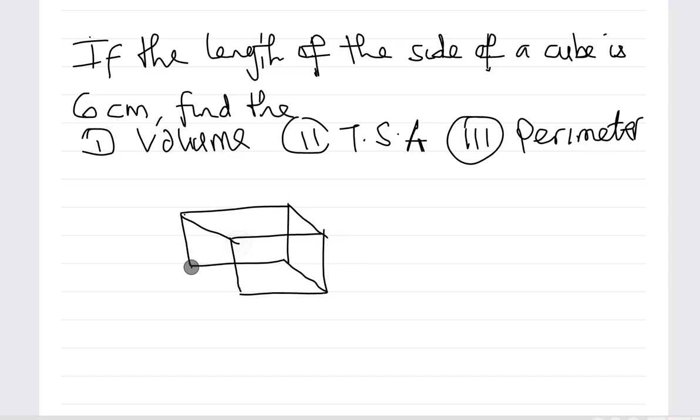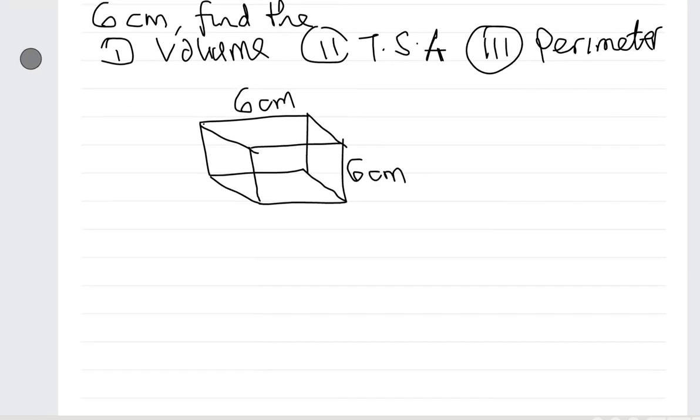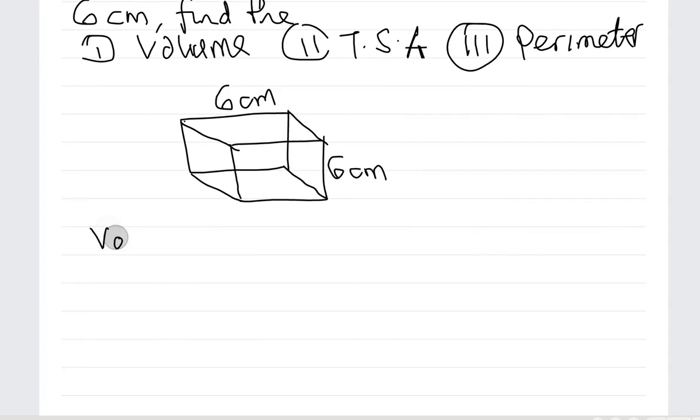Alright, so this is that of a square. Are you seeing that now? So what's the length they gave us? They said length is 6 centimeter. So if this is 6, that means this one is also 6 centimeter. So the first question is that you should find the volume.